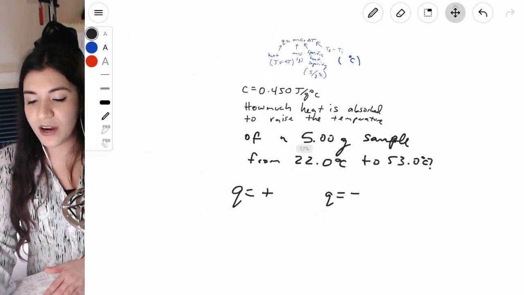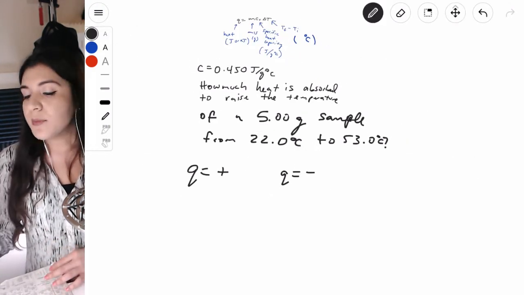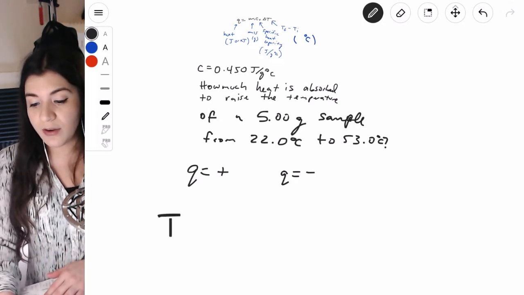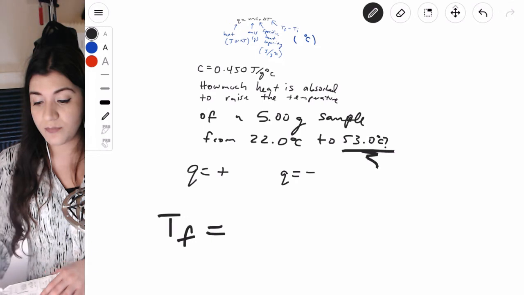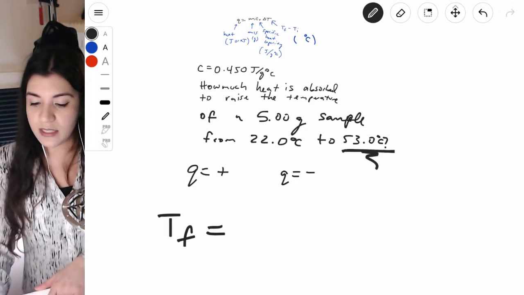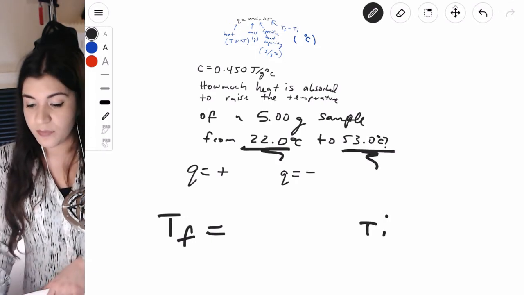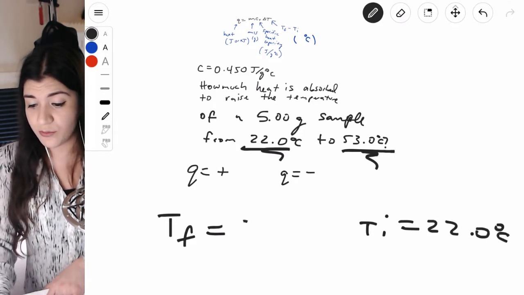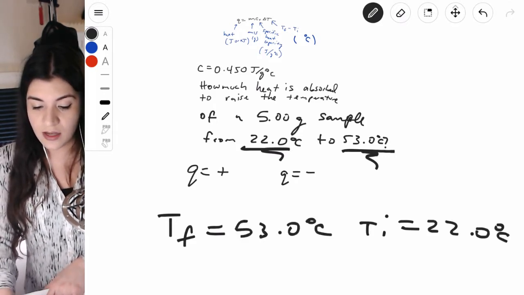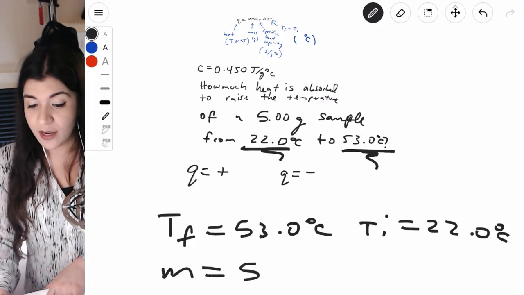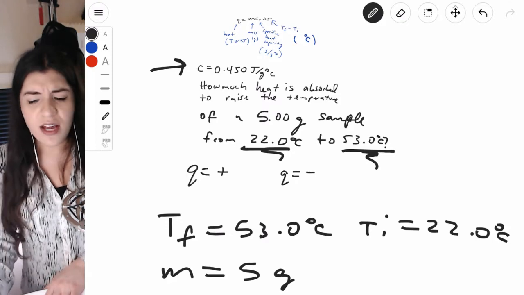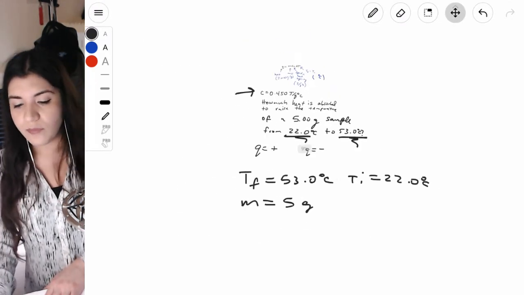So let's figure out what we have, and let's plug everything in. I'm going to start off with our change in temperature. Our T final is going to be the second one, and our T initial will be the first one. So this is 22.0 degrees Celsius, this is 53.0 degrees Celsius. Our mass was 5 grams, and then we were given our specific heat capacity. So all I have to do is plug it into the formula.